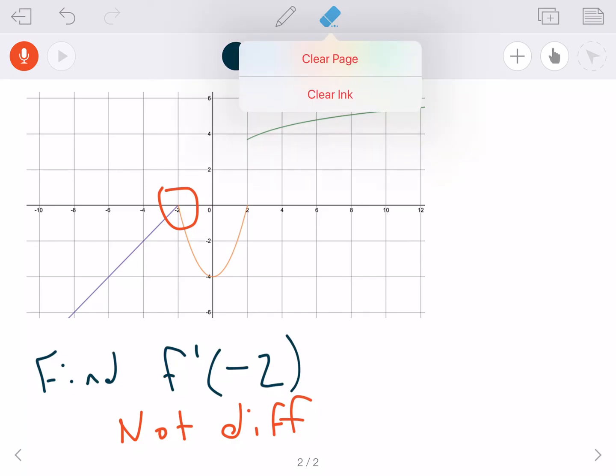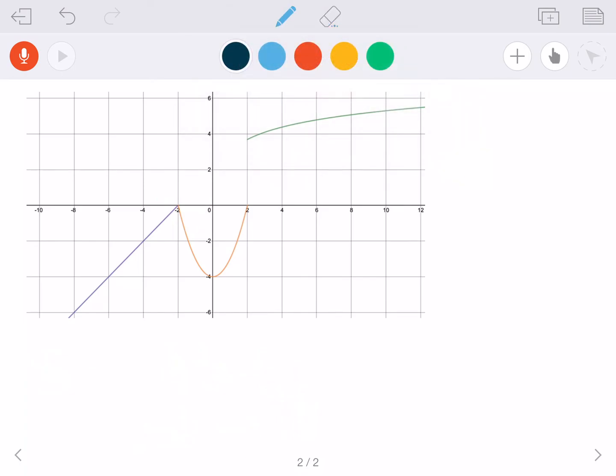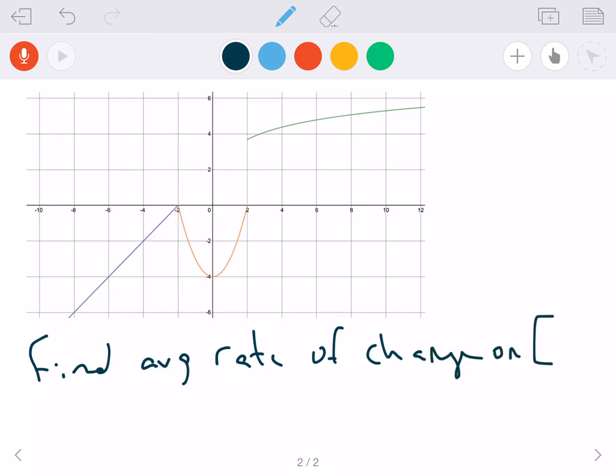Let's do another one. Let's find the average rate of change on the interval, let's say 0 to 2. So this is just some vocabulary, right? When we find a derivative, we're finding the exact instantaneous rate of change at one particular x value. When we find the average rate of change, we're finding the average of all the slopes between x equals 0 and x equals 2. We calculate it the same way from a graph.